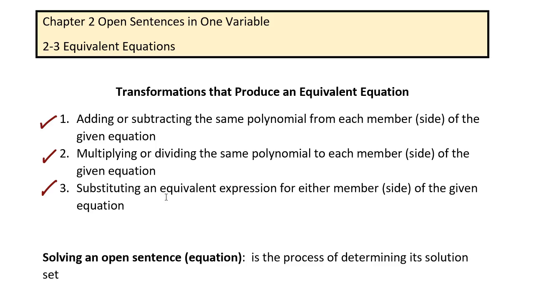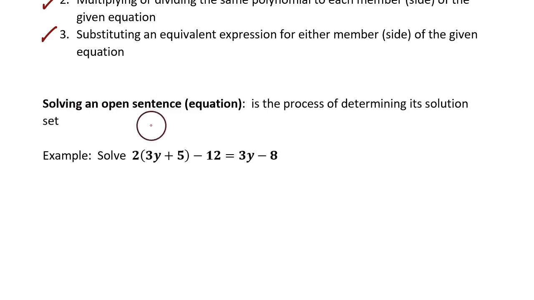It's with these transformations that we solve equations. Solving an open sentence, also called solving an equation, is the process of determining its solution set. For example, let's solve this equation for y. Let's transform this complicated equation into equivalent equations that are simpler looking. And we'll do this step by step until our last equivalent equation has the letter y alone on the left side of the equals, and there's a single number on the right. That would tell us the answer for y.